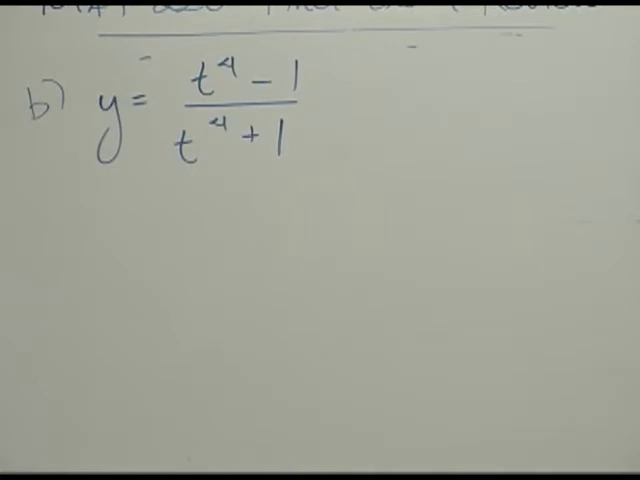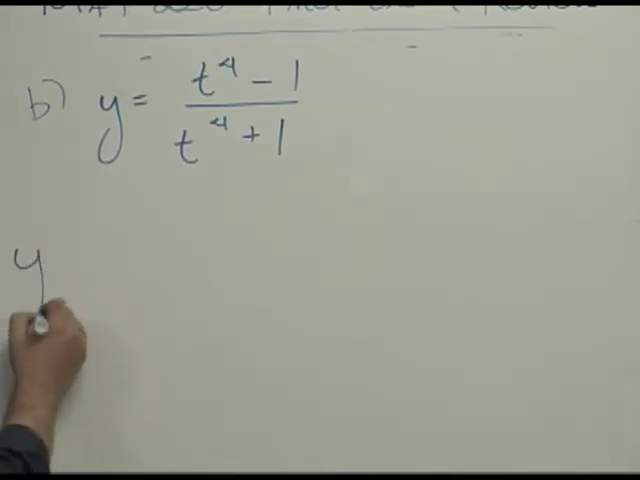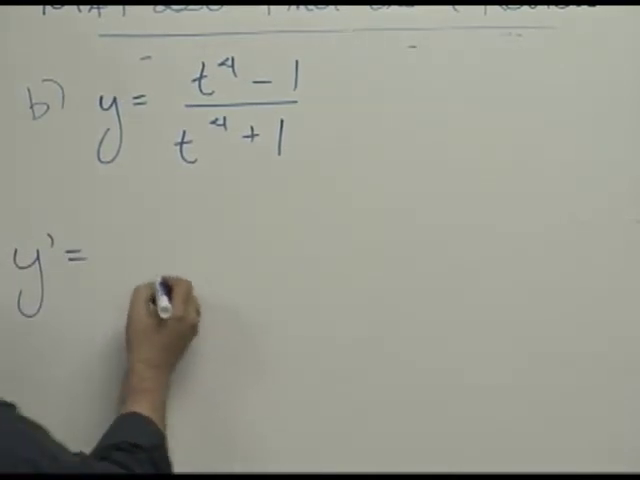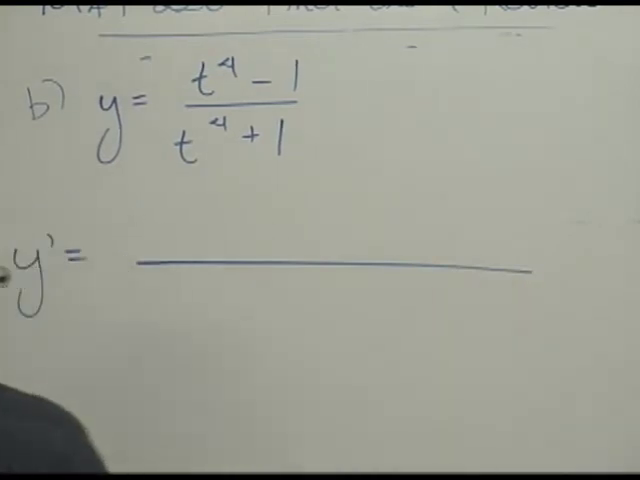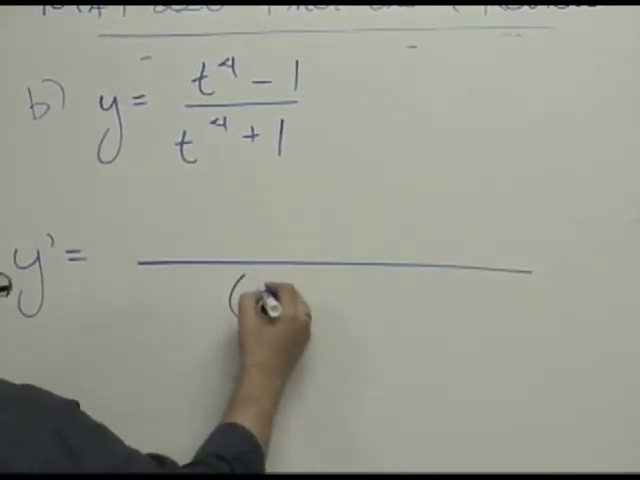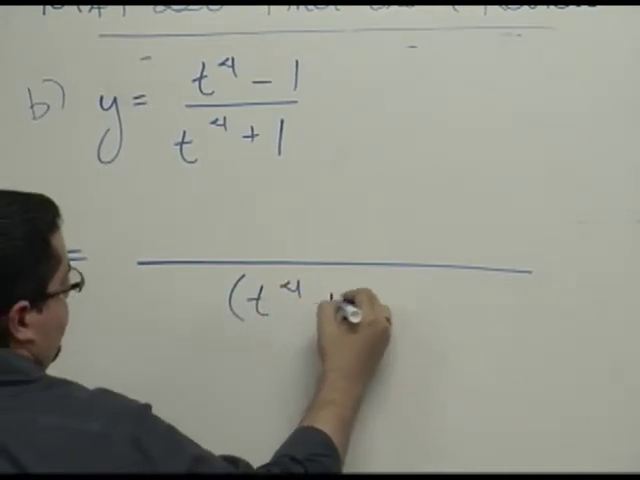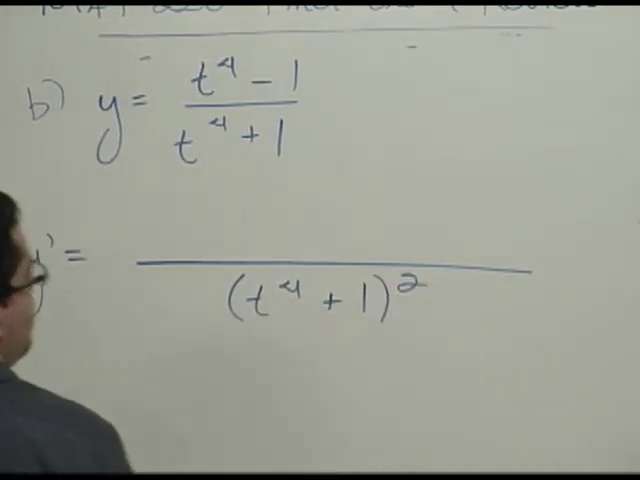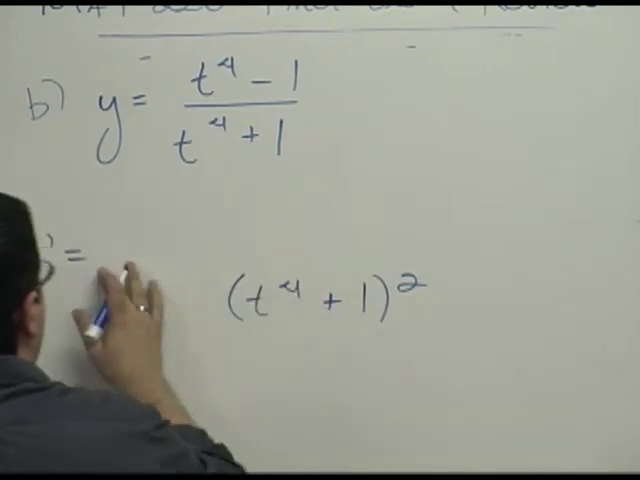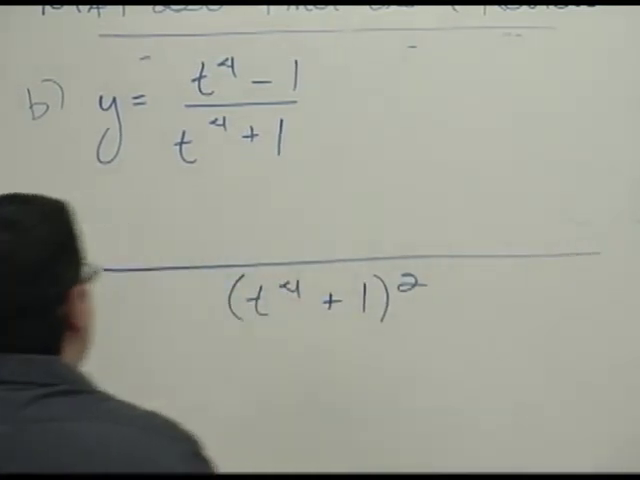So what kind of rule should we use here? The quotient rule, that's right. So according to the quotient rule, what's my denominator like? It's going to be the denominator squared, right? t to the 4 plus 1 quantity squared. Excellent. Now what about the numerator?